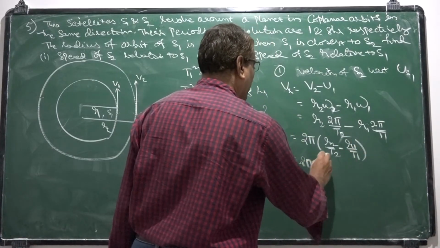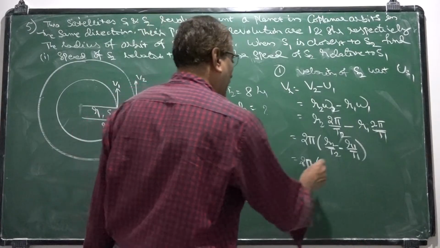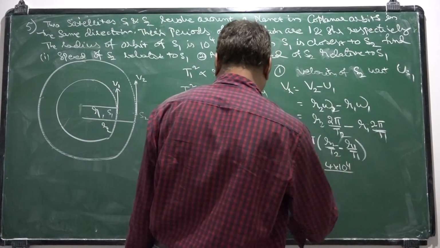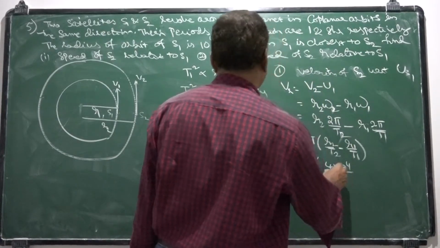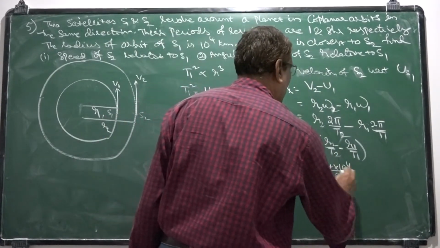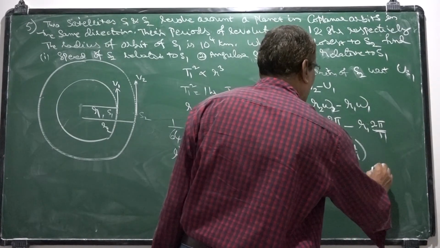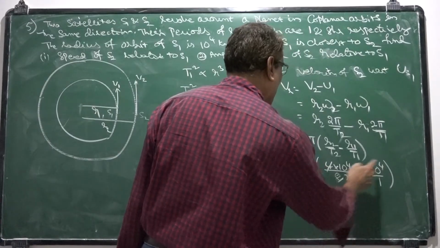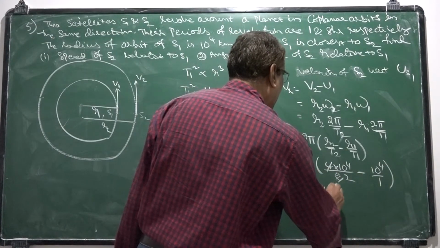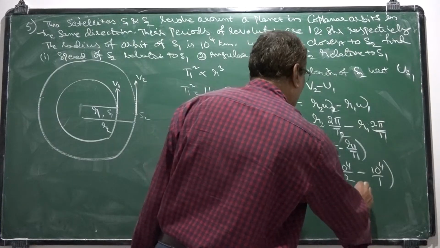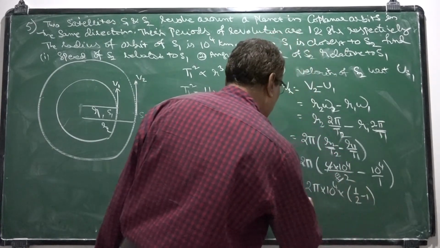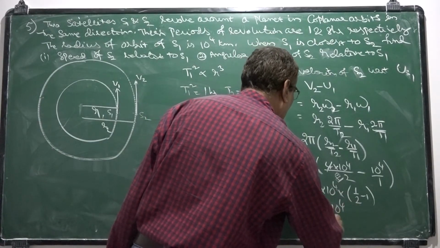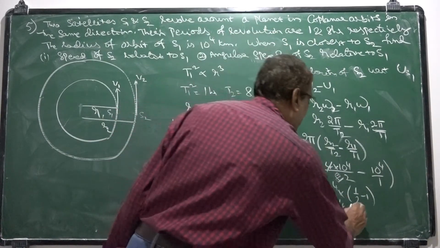That is 2 pi. R2 is this one, 4 into 10 power 4 divided by T2, which is 8 hours, minus 10 power 4 by 1. This is 1 by 2. Taking common, 2 pi 10 to the power 4 into 1 by 2 minus 1. That is minus 1 by 2. So minus pi 10 power 4 by 2 kilometer per hour.